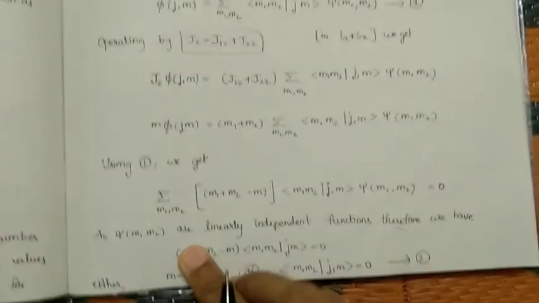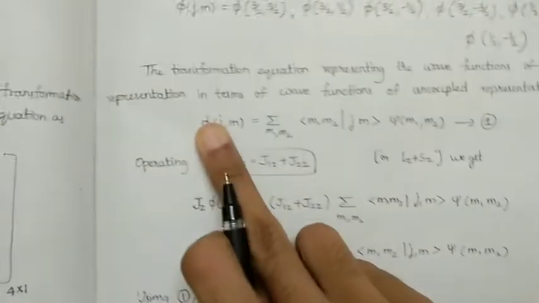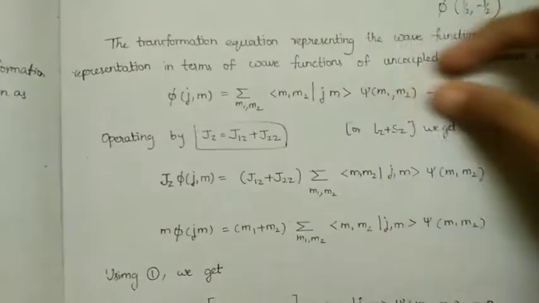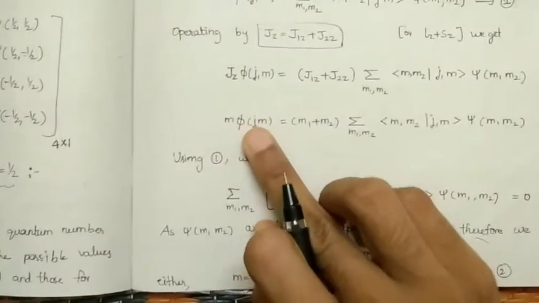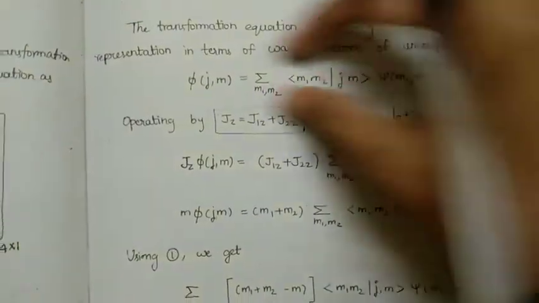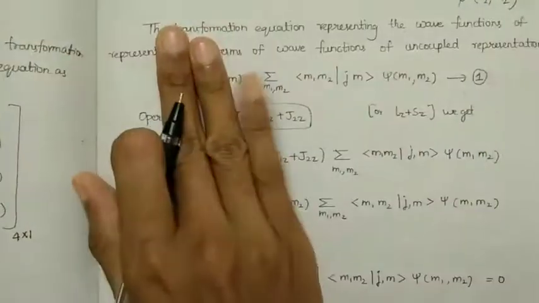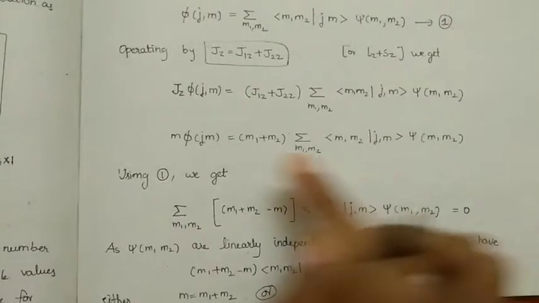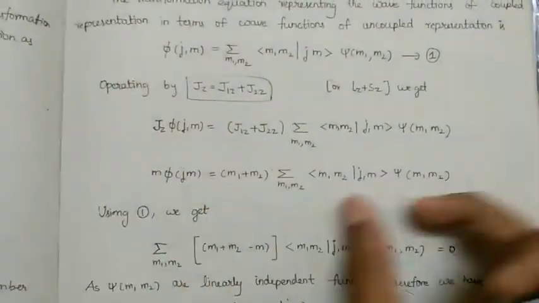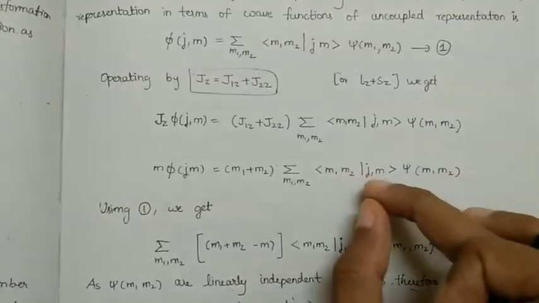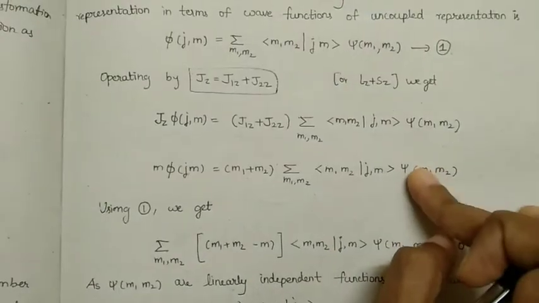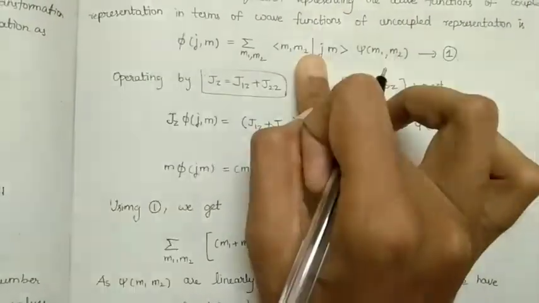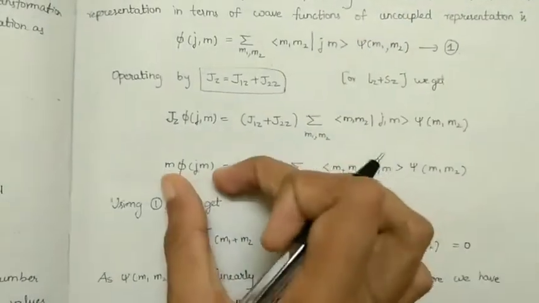So now, from equation 1 we have phi of j comma m as this. In the place of phi of j comma m we need to substitute this entire thing, this summation and psi. If we substitute, what would happen is, here also the summation with the Clebsch Gordan coefficient and xi we are having, and here after substitution also the summation with the Clebsch Gordan coefficient and xi would be there.